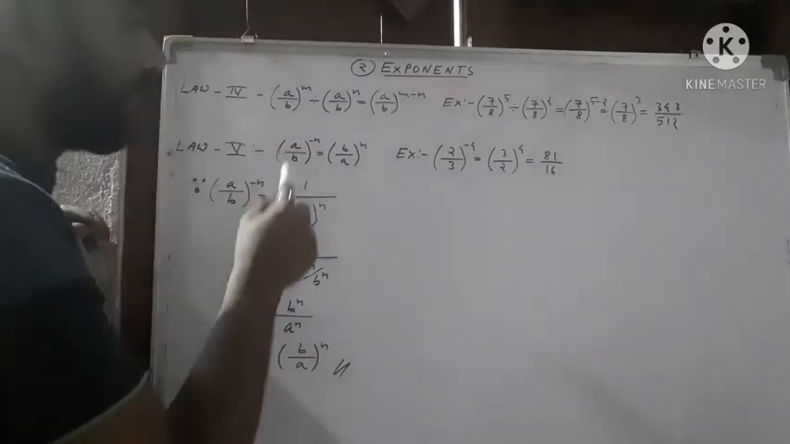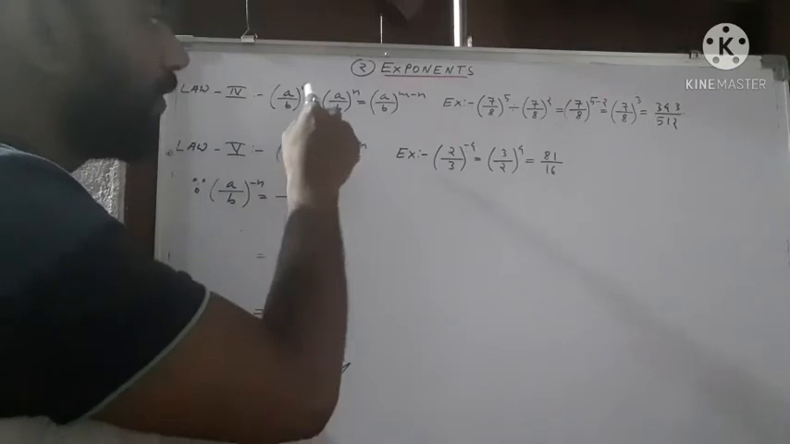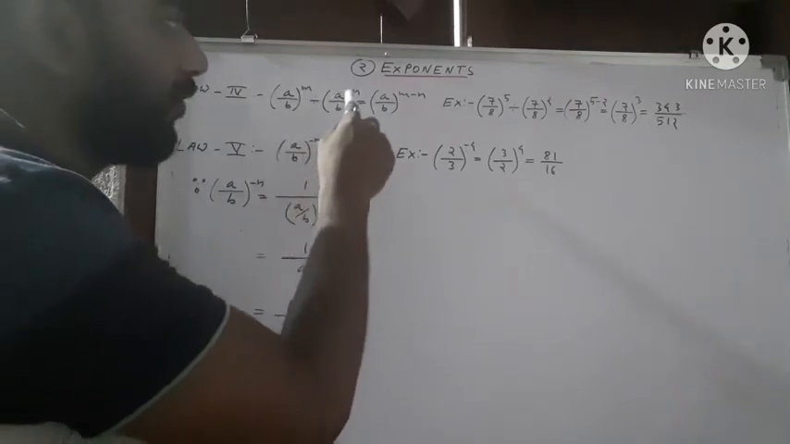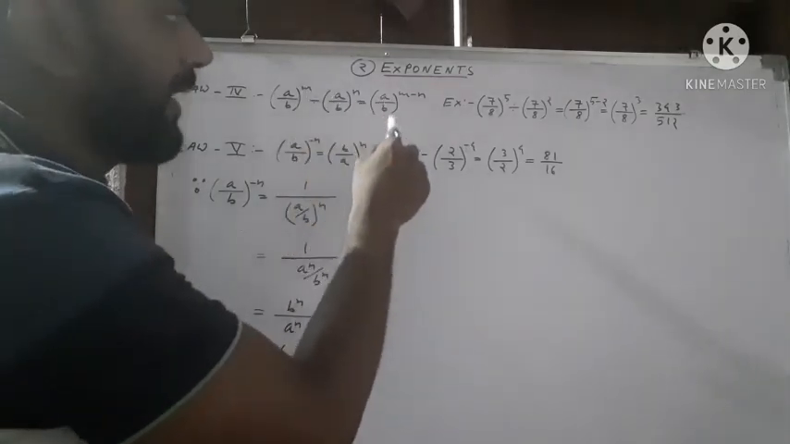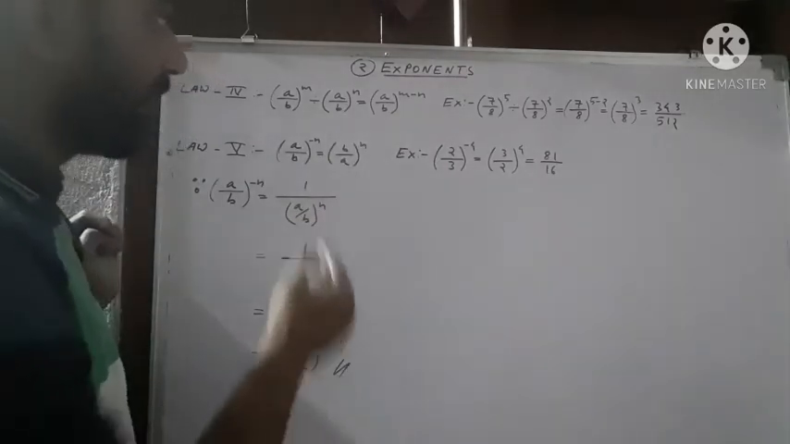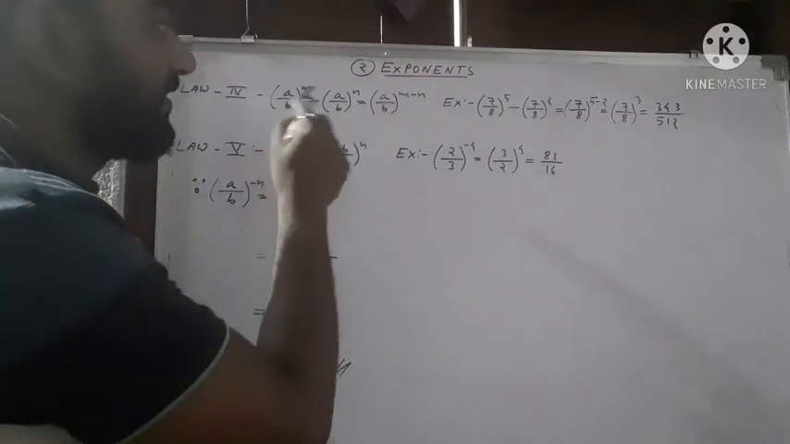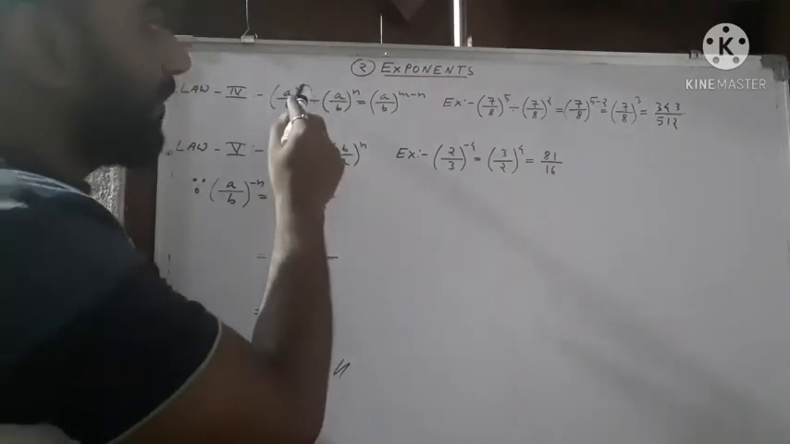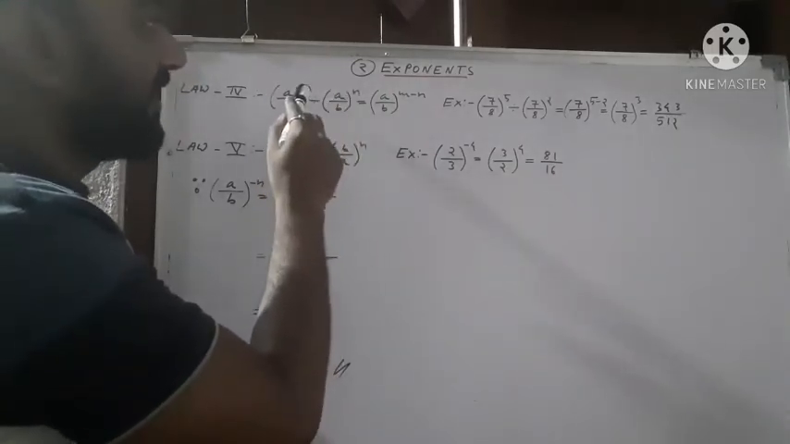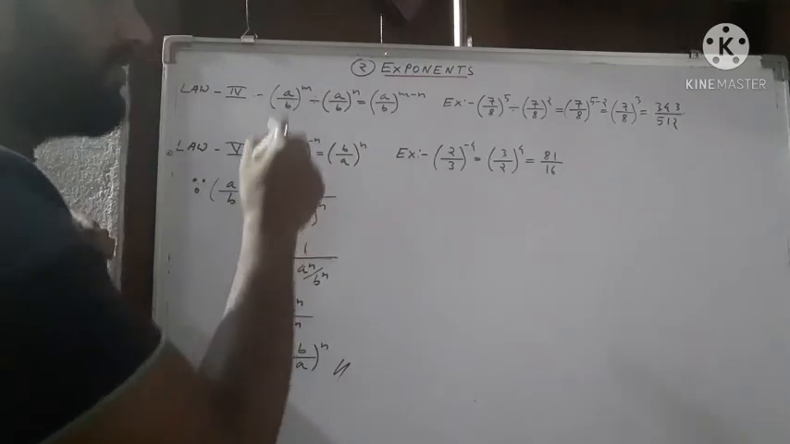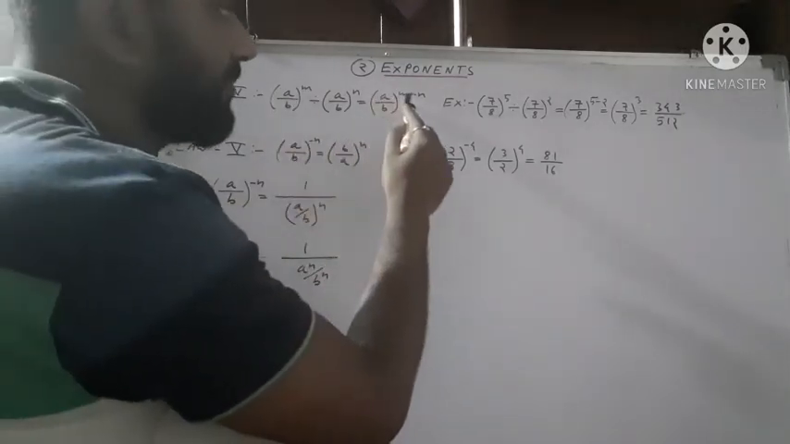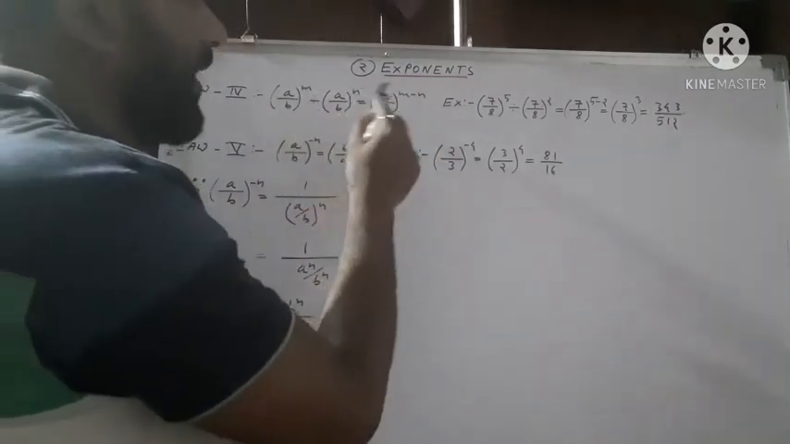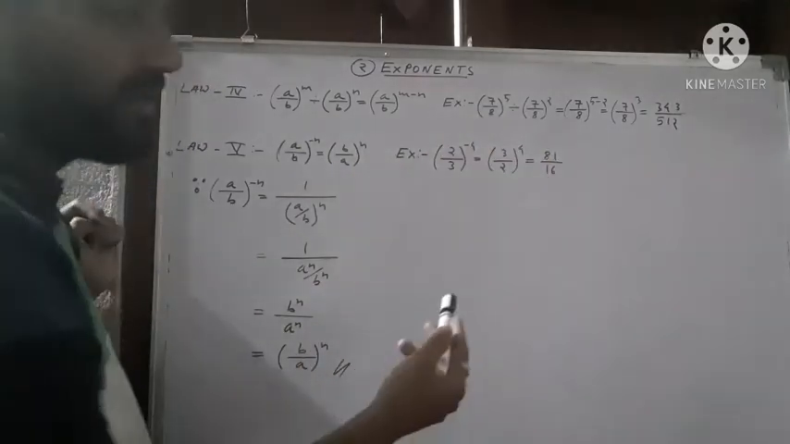Law 4: (a/b)^m divided by (a/b)^n equals (a/b)^(m minus n). When the base is the same, here a rational number a by b, and the powers, that is the exponents, are different, that is m and n, if it is divided, we have to subtract the exponents, m minus n. So let's understand with an example.